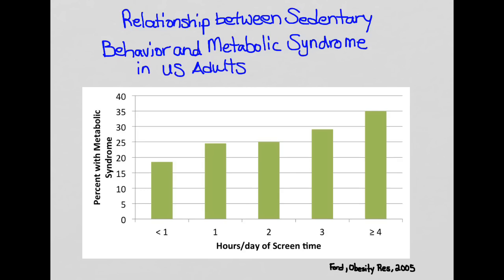But it also could be that people with metabolic syndrome are less healthy, and so they have less ability to be active, and so they're sort of stuck on the couch because they're sick, and so they have more screen time. So the point is, you don't know the direction of the relationship between these two variables. You can see here that there is a relationship, but because it's only at a single point in time, you are not able to discern which of the variables causes the other.